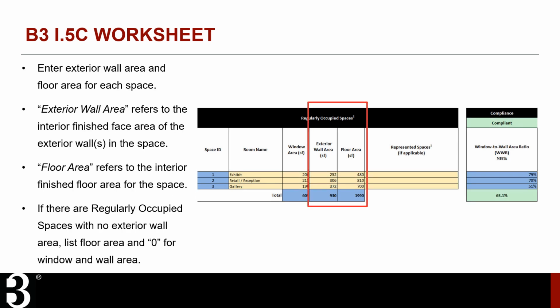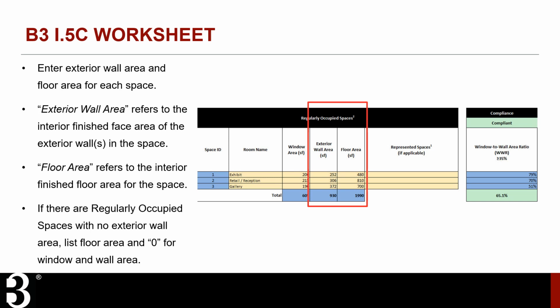Next, the exterior wall area and floor area must be entered. Exterior wall area refers to the interior finished face area of the exterior wall or walls in the space. Floor area refers to the interior finished floor area for that space. Again, inputs for representative spaces should include the total area for all spaces represented.